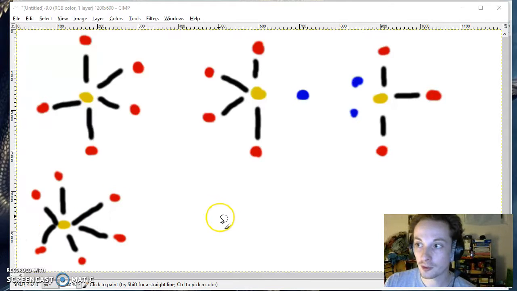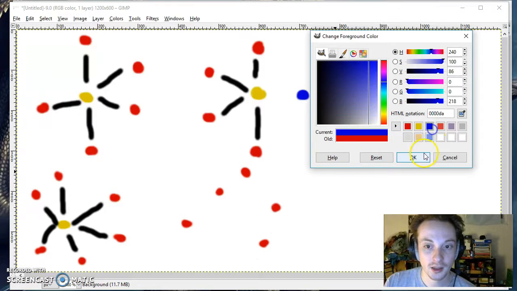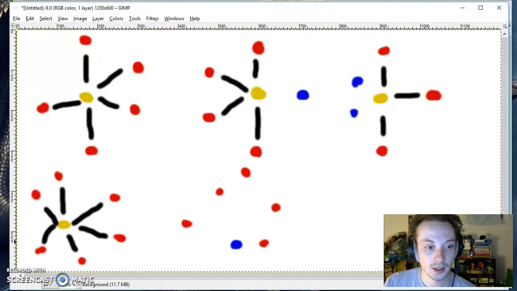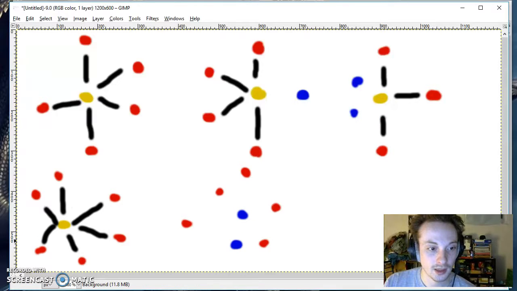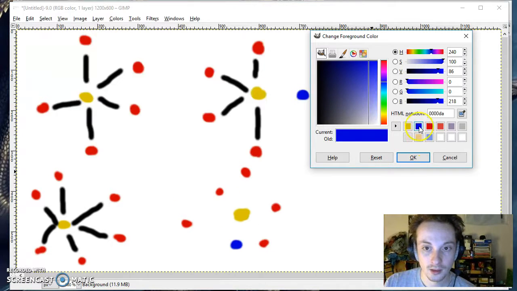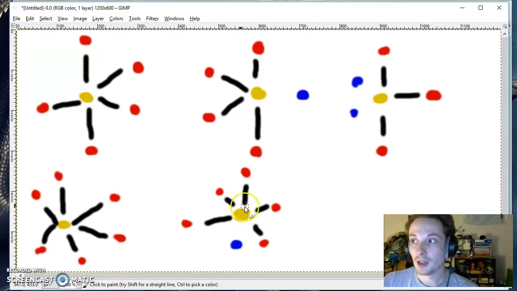We then have square pyramid, so we have the same four in the plane, one up that makes the tip of the pyramid, and then a lone pair down below that sort of cements the idea of a pyramid. Whoops, that is not the right color. Just going to go over that like so. I want my black back. Okay. And it goes like so. These are also all 90 degrees.